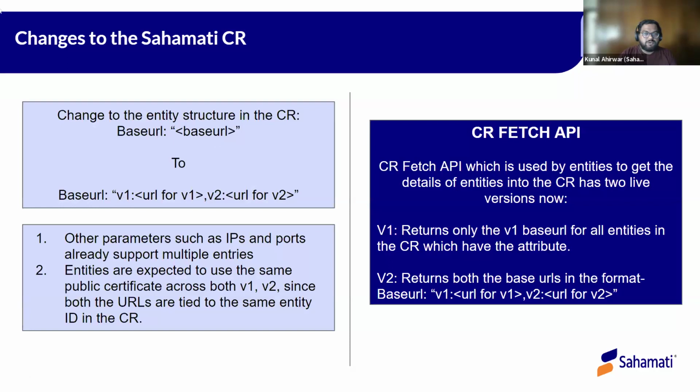What this will do is allow entities that are already existing on 1.1.2 to still continue communicating on 1.1.2, while entities that are ready for communication on 2.0 can use the V2 base URL and communicate on 2.0. Other parameters such as IP, ports, etc. already support multiple entries, and that is not going to be a problem. Entities are expected to use the same public certificates across both version 1 and version 2, since both URLs are tied to the same entity ID.